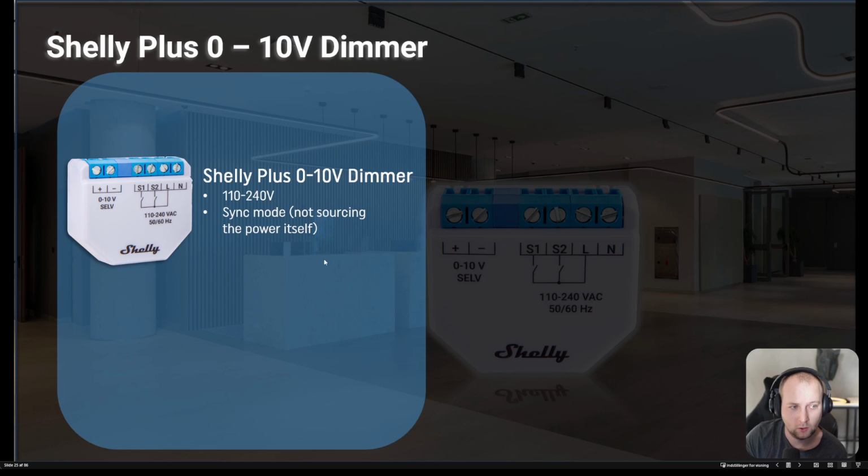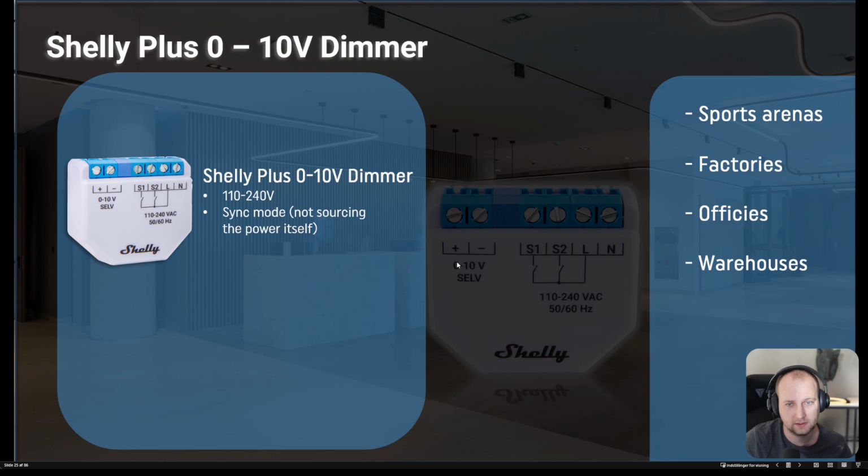Very soon we'll launch a new device which runs in sourcing mode, which can actually generate the 0 to 10 volt voltage itself, which means that it's much easier to use it for different applications like ventilators, motors, and so on, which don't source the power on their own. Good. I hope it makes sense. It's difficult to explain.